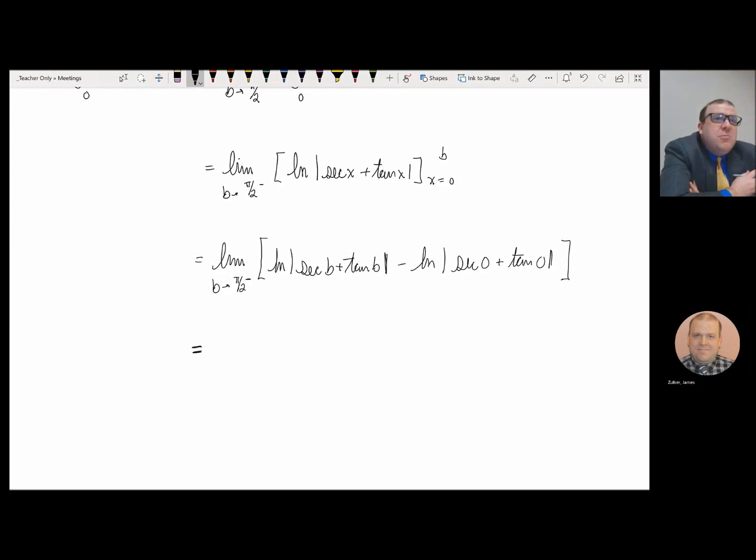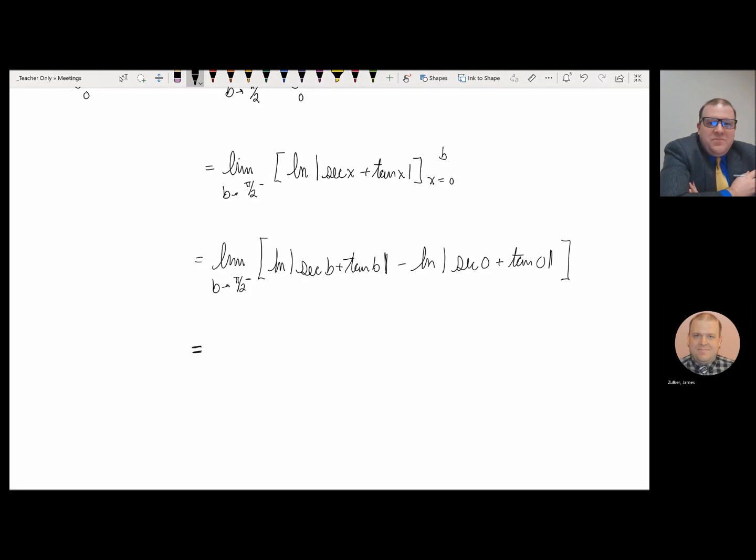We cannot use the composite function theorem. Right, because secant b plus tangent b is actually not continuous at pi over 2. That's a problem. I think what I did here is I just plugged it into a calculator. But how do you know that limit does not exist? You can't just plug it in though, because it's not continuous at pi over 2.